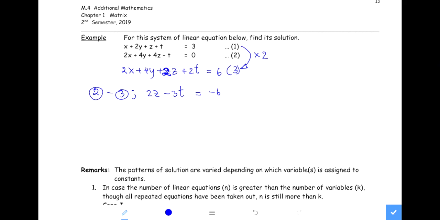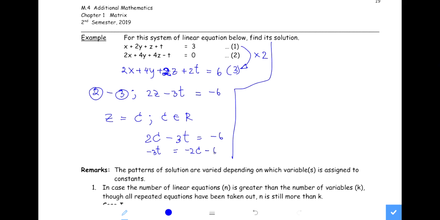Then I'm going to assume letter Z, okay, maybe letter C. Assume z to be c, where c is a member of any real number. And then I'm going to replace it: 2c minus 3t equals -6. Then my t, if I do it slowly, I have to move this one there. -3t is -2c minus 6, and divide everything by -3. So my t is 2/3 of c plus 2.